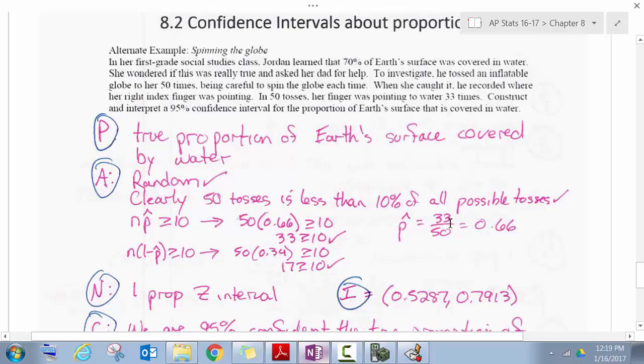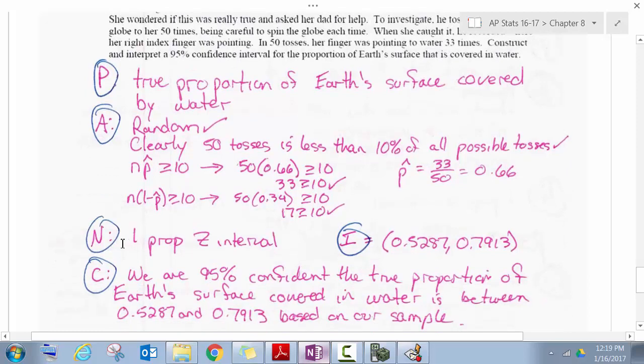So p hat was 33 out of 50, because that's how many times her finger landed on water. So 0.66 is p hat. So we plug it into our tens. We get 33 is greater than 10 and 17 greater than 10, so our assumptions are good, so we can continue. It is a one proportion Z interval. Right now, that's all we're doing. So for N, name the test. You simply name it. Now, we're going to use the calculator to find our interval without doing all those calculations.